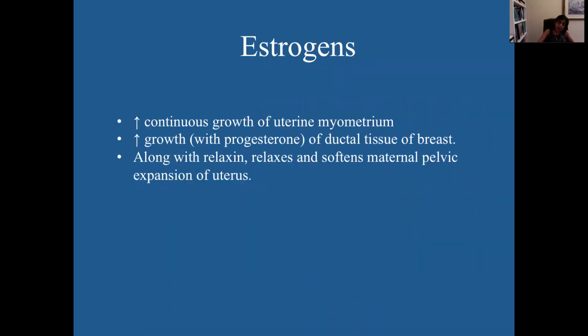Growth and estrogen go together. Here you're talking about increased continuous growth of the uterine myometrium and increased growth of the ductal tissue of the breast. So all these accessory structures are allowed to grow further in the presence of estrogens, along with relaxin, which is another hormone made by the placenta. Along with relaxin, estrogens will soften the bones, allowing maternal pelvic expansion and expansion of the uterus.